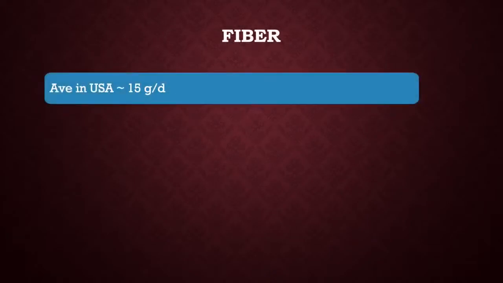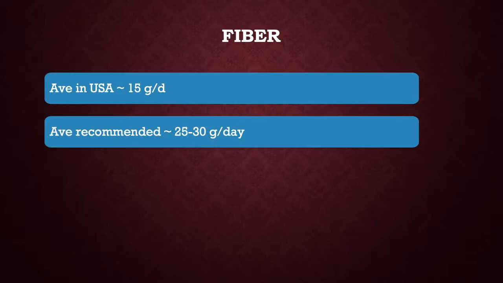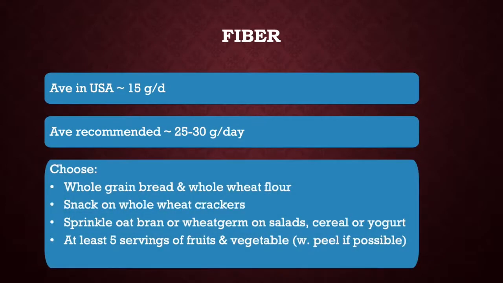A healthy diet includes a variety of fiber sources. You should be eating around 25 to 30 grams of fiber per day. To get enough fiber in your diet, try to choose whole grain products over refined grains and get at least 5 servings of fruits and vegetables every day. Consuming the peel of fruits is also important.